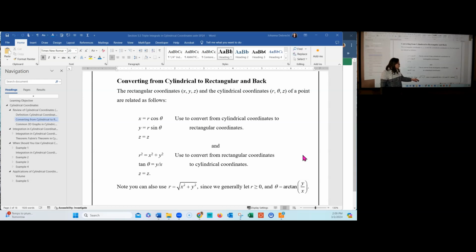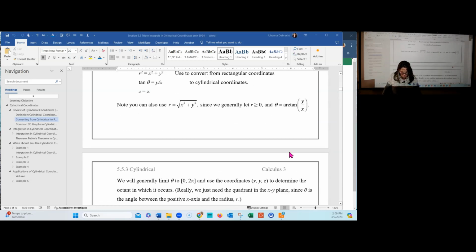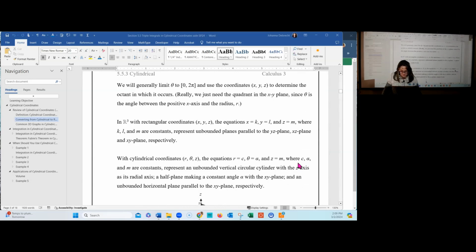We can also use that the radius r is the positive square root of x squared plus y squared, since we generally allow r to vary from 0 to some positive value. And we can also represent theta as the arctangent of y divided by x. We're generally going to limit the value of theta to between 0 and 2 pi, and we're going to use the coordinates of x, y, z to determine which octant it occurs in. Really, we just need the quadrant in the xy plane, since r, theta is projected into the xy plane.